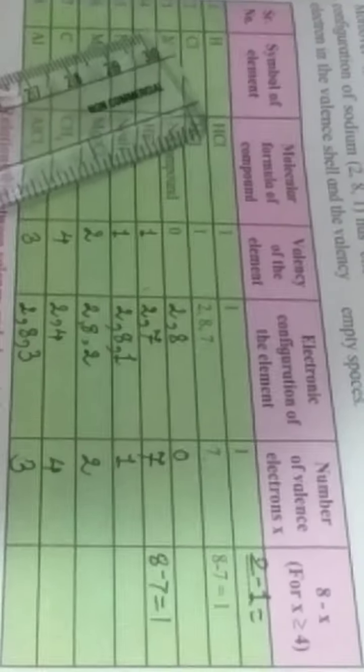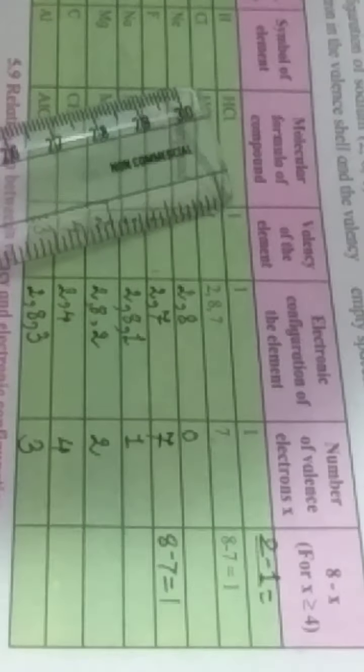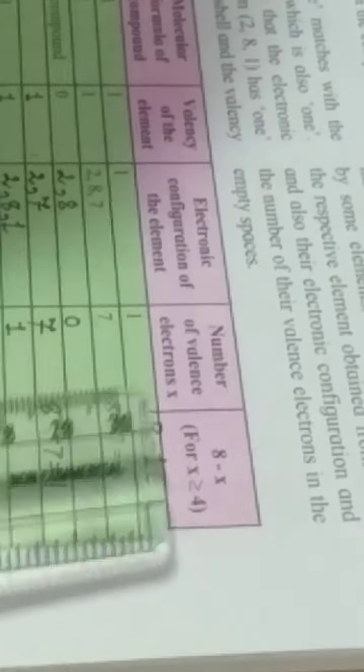Now we will see the concept of valency in this table. You have to come to page number 35. See here. On page number 35, the chart is 5.9. Relationship between valency and electronic configuration. See here. Symbol of element is H. Molecular formula of compound is HCl. Valency of H is 1. And electronic configuration of element is 1. Number of valence electrons 1. 2 minus 1, that is equal to 1. Both of them have valency 1.